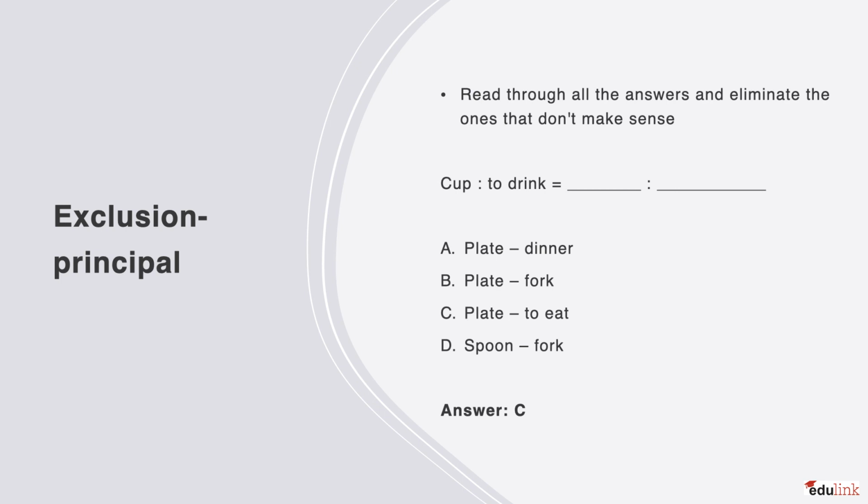Another helpful strategy is the exclusion principle. Let's look at our example here. On the left, we have cup is to drink like blank is to blank. We can immediately eliminate letter A, plate and dinner, because plate and dinner are not in the kind of relationship that cup is to drink. And also, a plate can be used for other occasions aside from dinner. As discussed previously, it also helps to just look at word classes if you're unsure. And here we have 2 nouns, so A can be eliminated. Answers B and D would also be eliminated using this principle. So therefore, C makes the most sense.